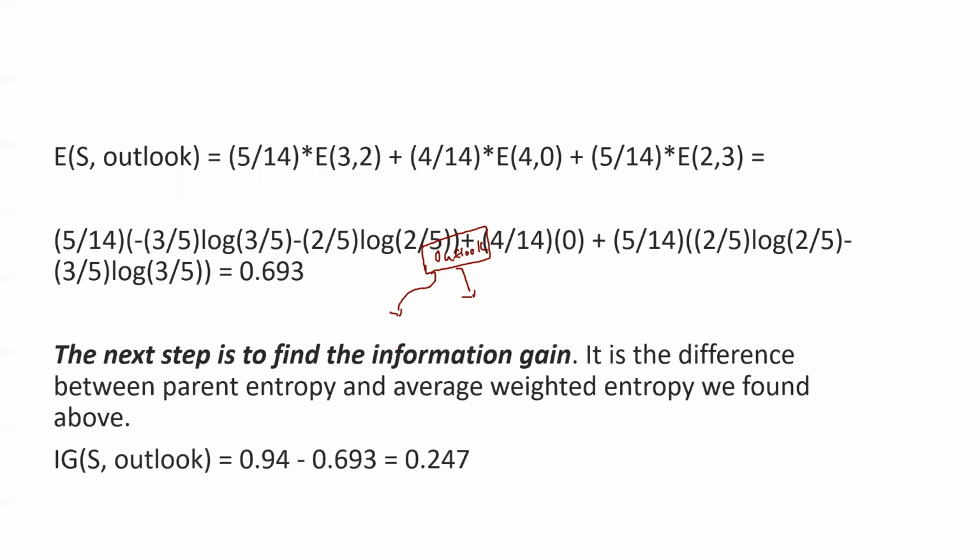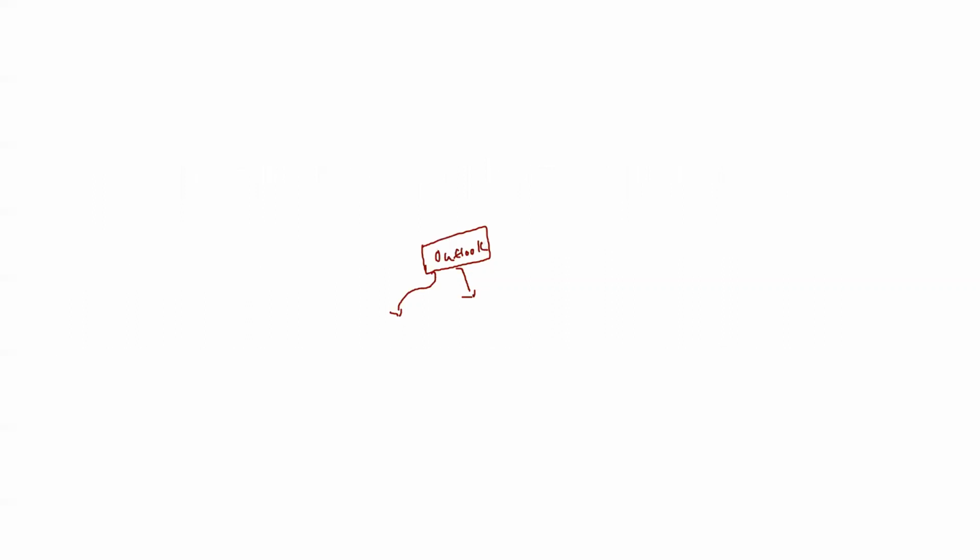So where do we stand? Which one is to be taken? Whether Outlook is sunny, then what? Outlook rainy, then what? Depending upon that scenario, we need to further calculate. That is the next step of problem solving.